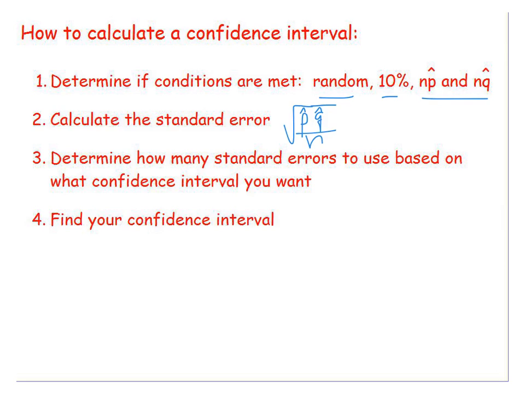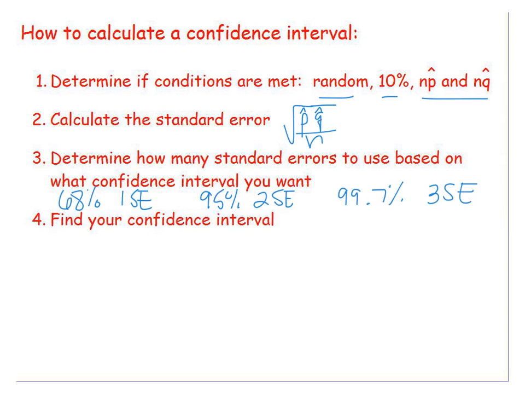Then determine how many standard errors to use based on what confidence interval you want. Each question is going to give you a percentage. For our sake, we only have 3 options. If it gives you 68%, you're going to use 1 standard error. If it gives you 95%, you're going to use 2 standard errors. And if it gives you 99.7%, you're going to use 3 standard errors.